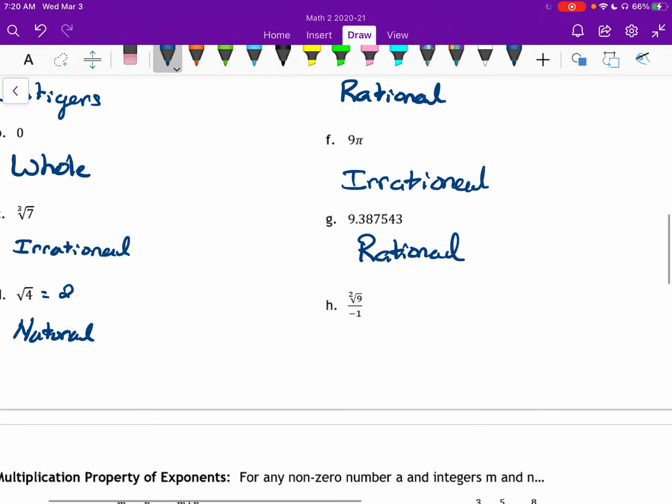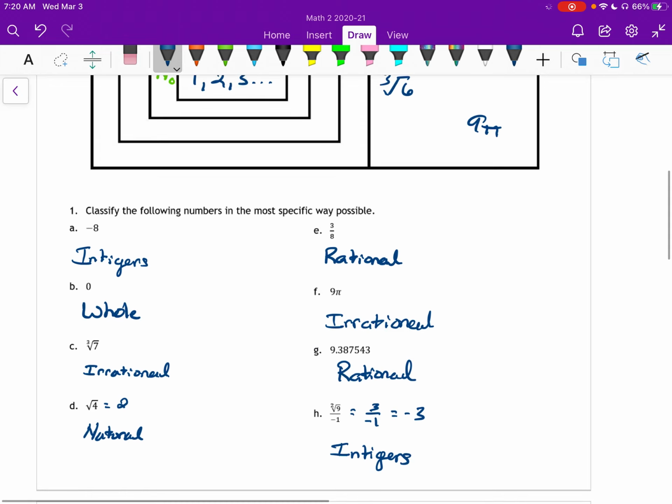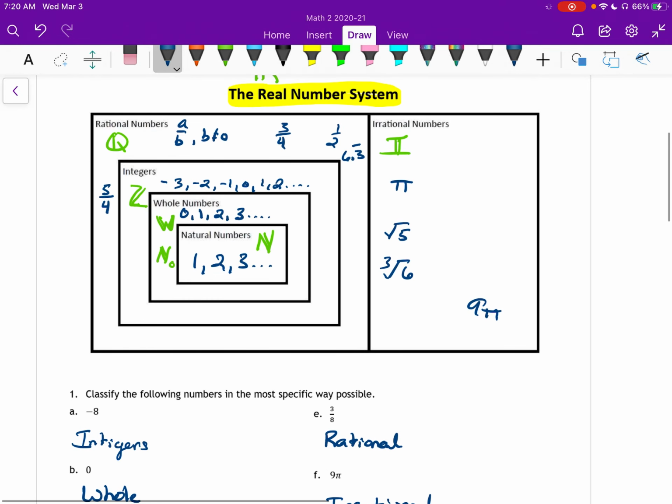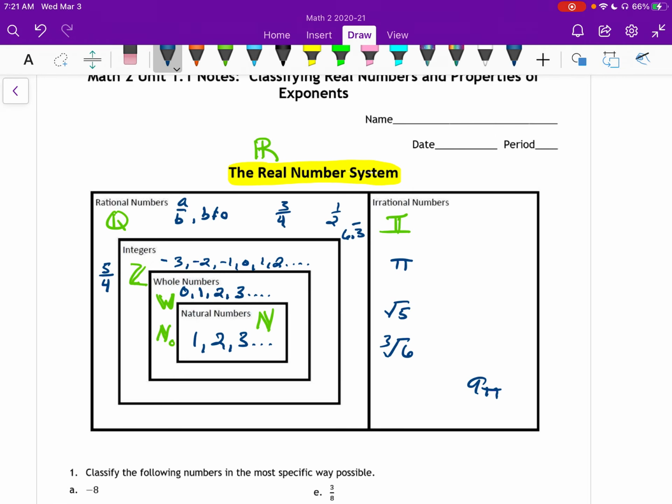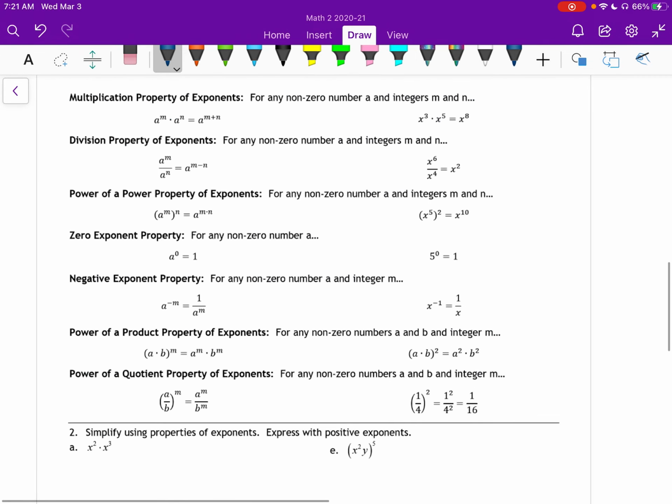H, we have square root of 9 over -1. Well, let's simplify that. That would be like 3 over -1, which would be -3. So that falls into the integers. All right. So that's how we do our front page. The first side of your homework is going to be very similar to this. Make sure you have this graph somewhere near you. It helps a lot.